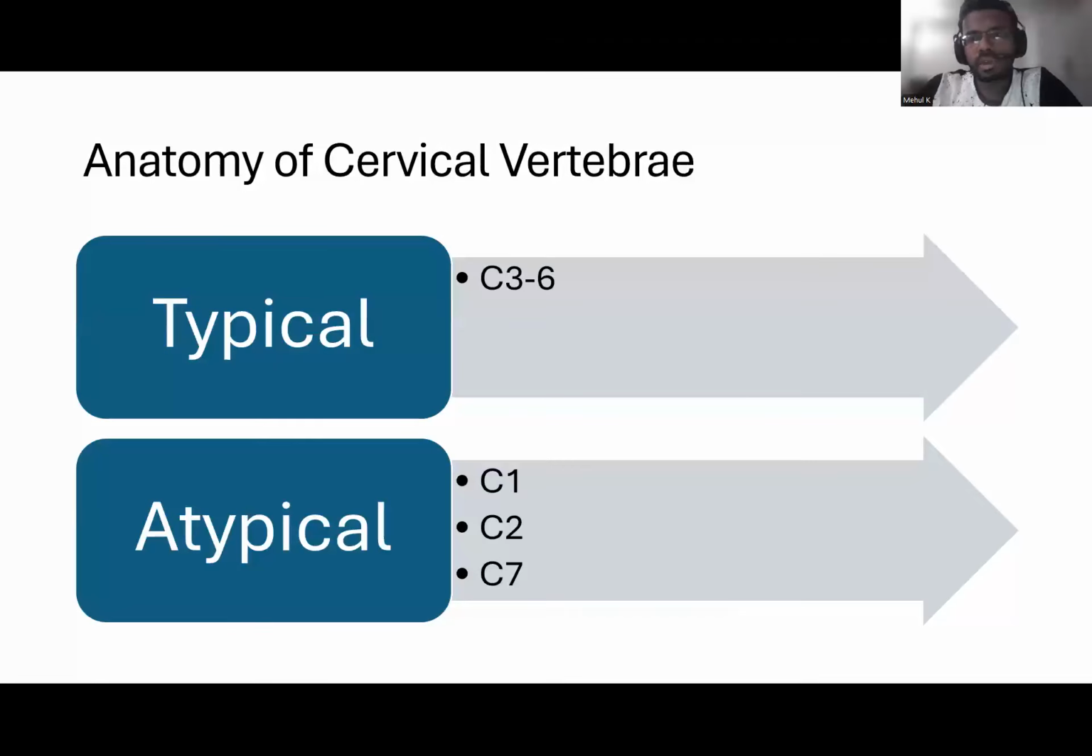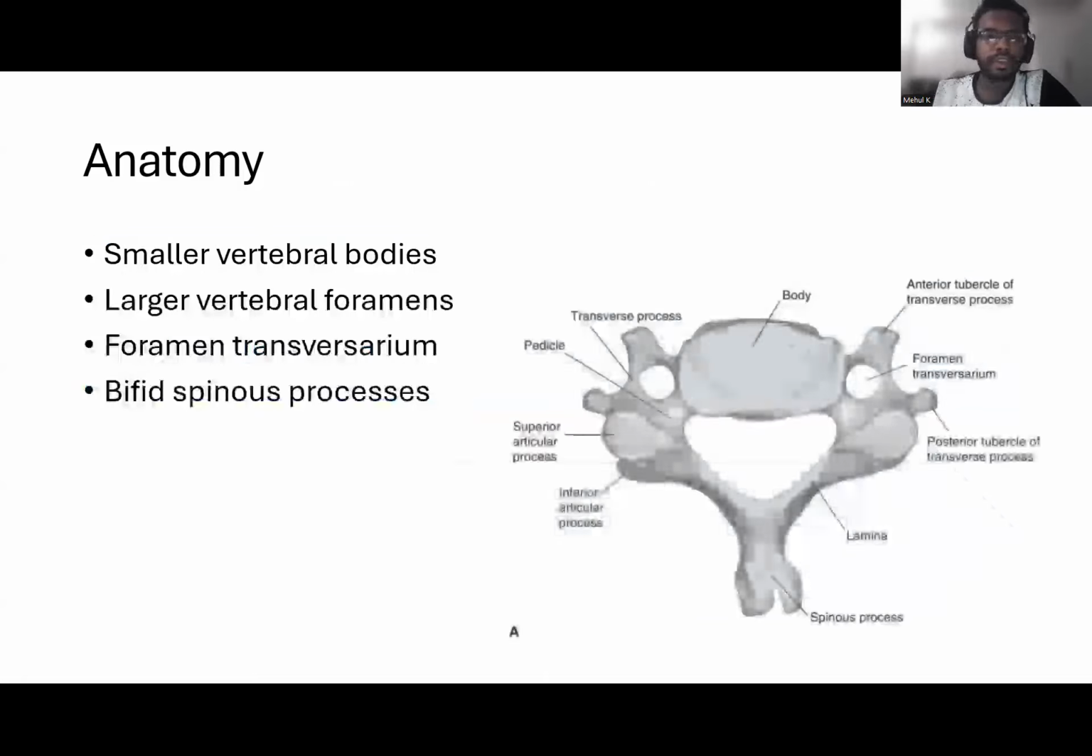So when you talk about cervical vertebrae, you have typical cervical vertebrae and atypical cervical vertebrae. Typical are basically C3 to C6, and your C1, C2, and C7 are known as your atypical cervical vertebrae. The basic anatomy of the cervical spine compared to the other vertebrae is that the vertebral bodies are relatively smaller and the vertebral foramens are relatively larger compared to the other vertebrae lower down.